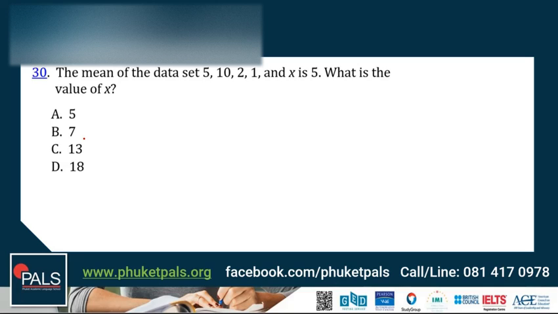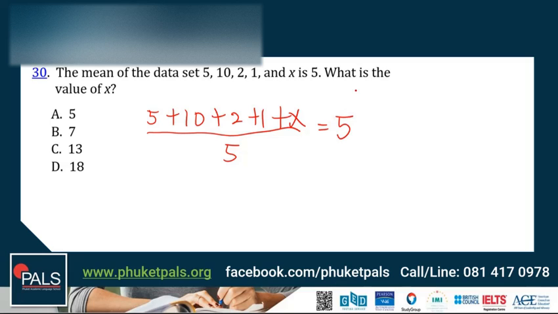13. The mean of the data set 5, 10, 2, 1, and x is 5. What is the value of x? So let's make an equation following the steps on finding the mean. We've got 5 plus 10 plus 2 plus 1 plus x, over 5, is equal to 5. And then solve. 5 plus 10 plus 2 plus 1 is 18, plus x, over 5, is equal to 5.